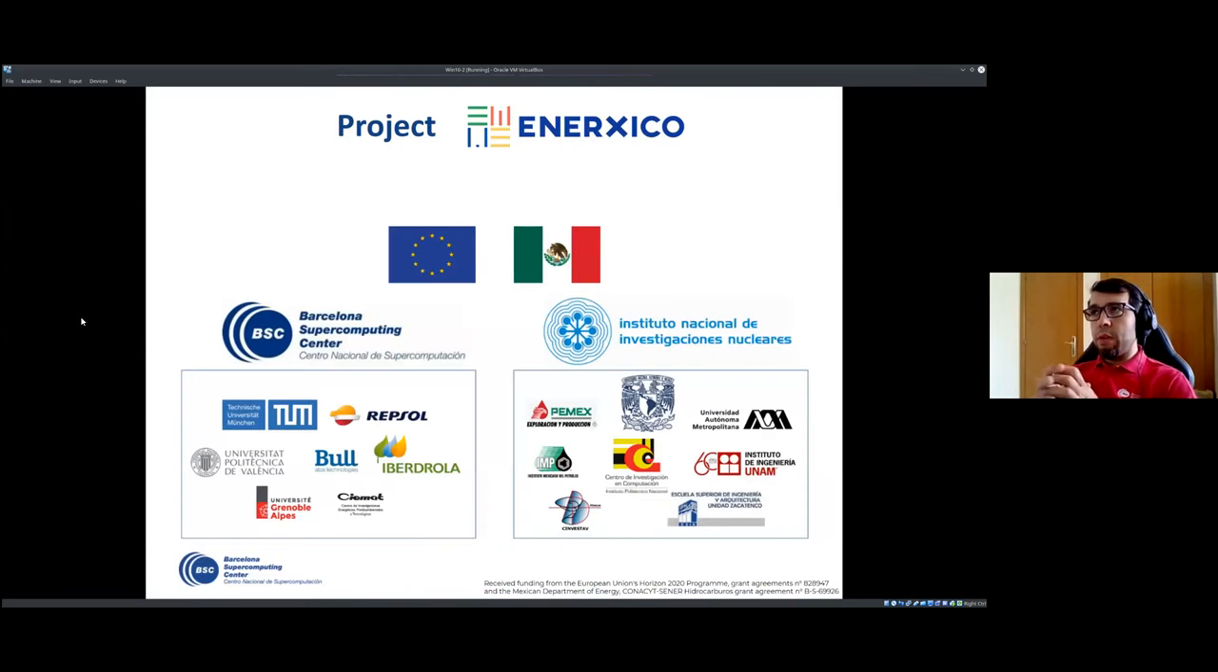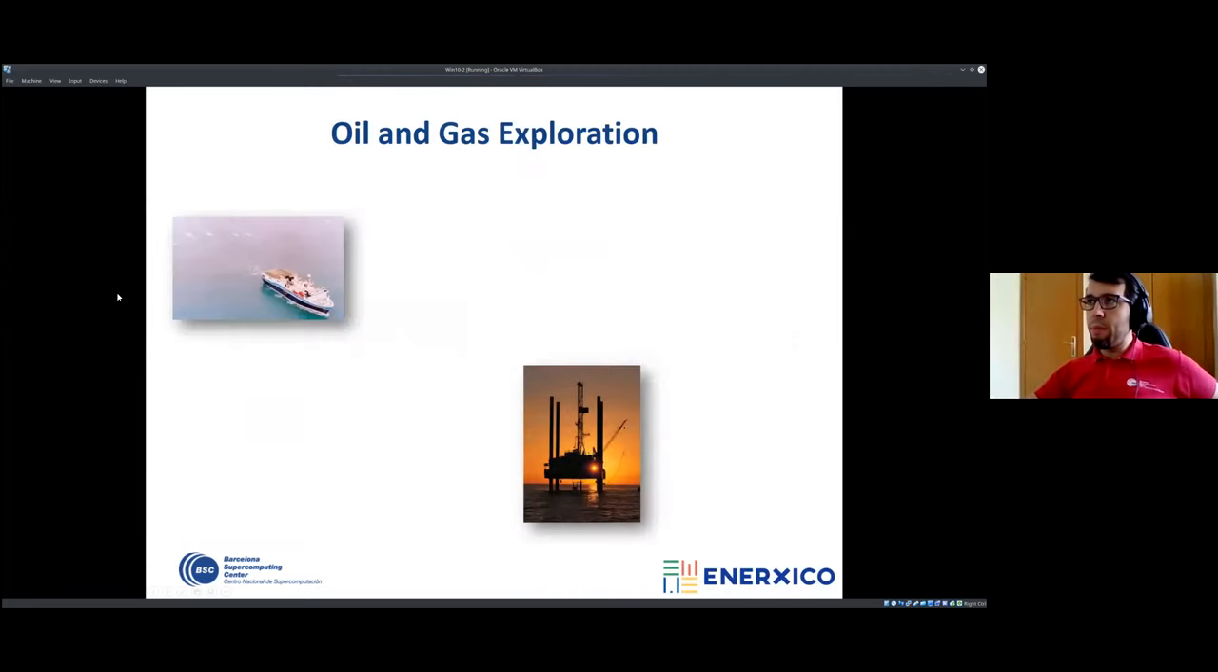So first off, thanks to the ENERXICO project, we have been able to collaborate between Europe and Mexico. This has been funded from the European Union's Horizon 2020 program and the Mexican Department of Energy, and has involved very many partners in several fields, not just oil and gas as we are working today, but also combustion and other topics related to energy production. This is the project which is funding this activity today. So thanks a lot to ENERXICO. And let's start with the action.